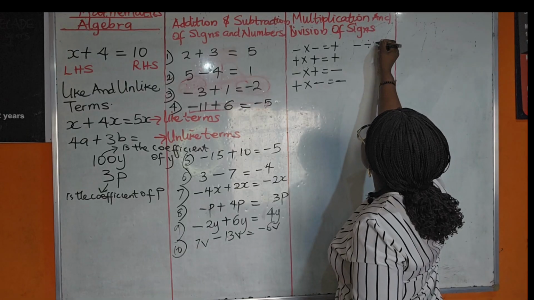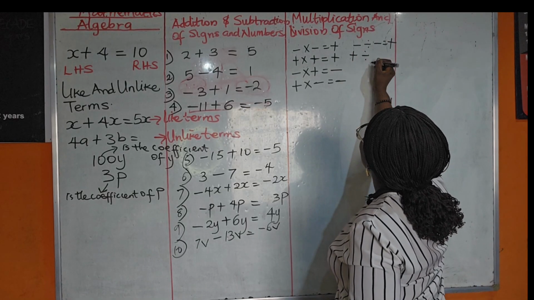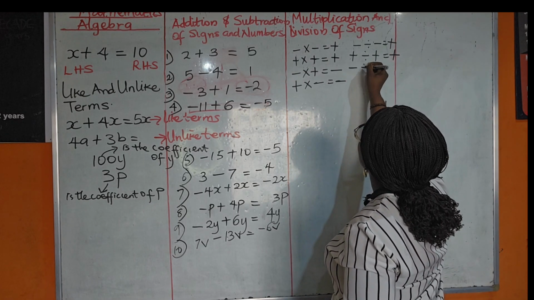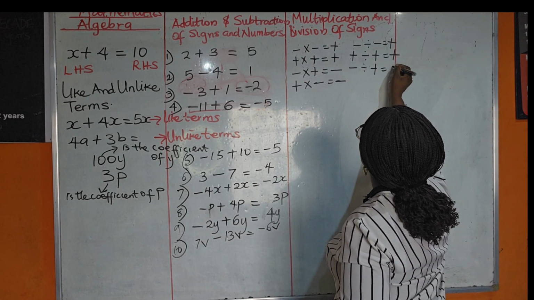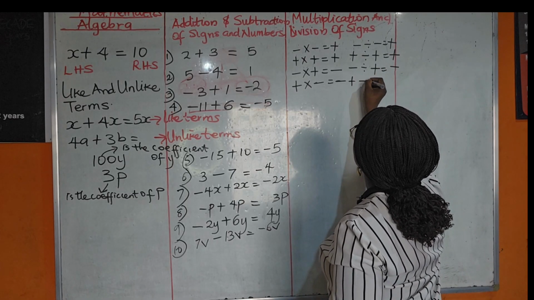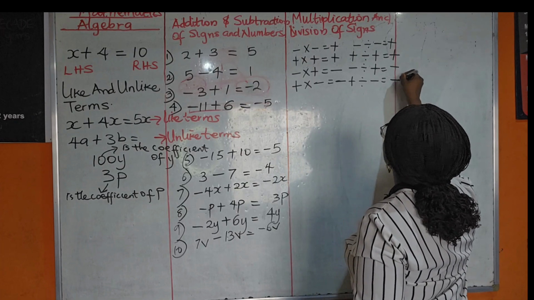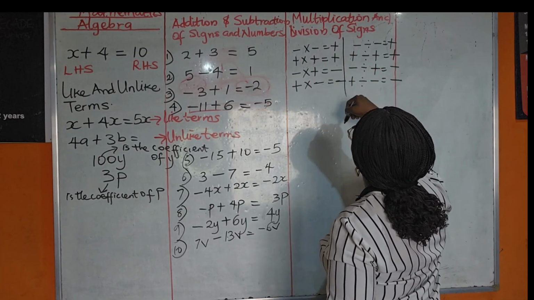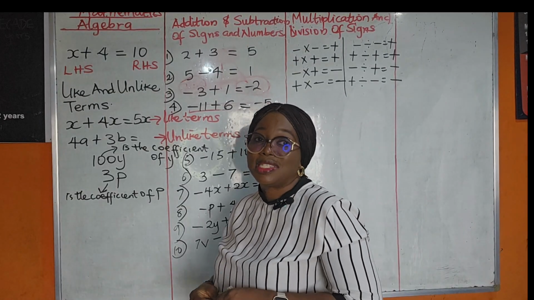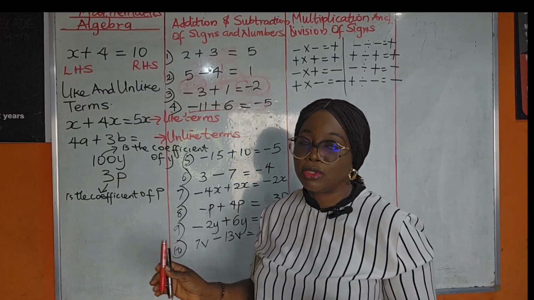Minus divided by minus is equal to plus. Plus divided by plus is equal to plus. Minus divided by plus is equal to what? Minus. And plus divided by minus is equal to minus. So you find out that for multiplication and division of signs, you're getting the same result.